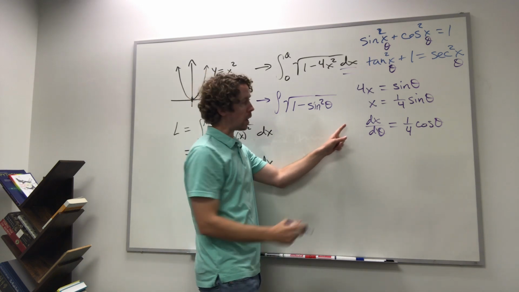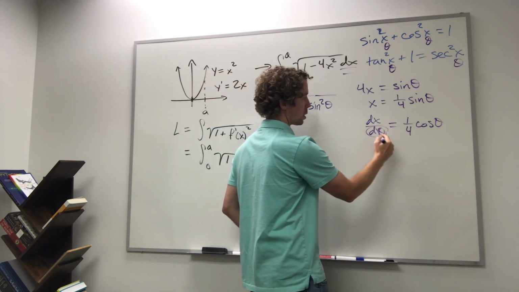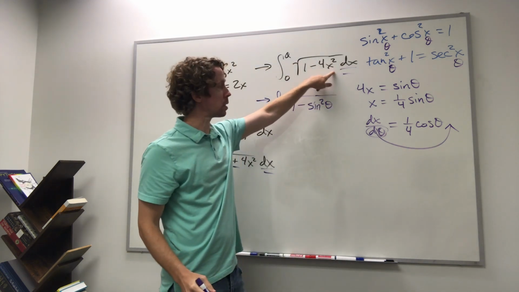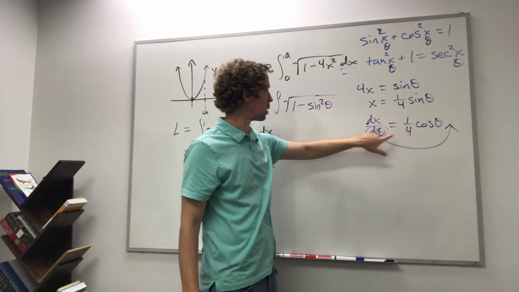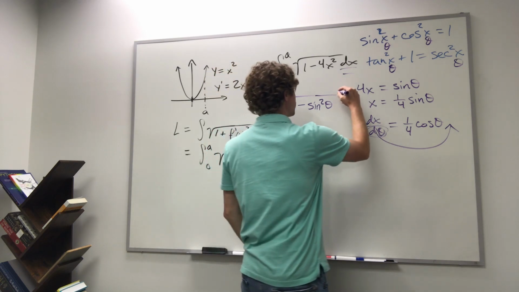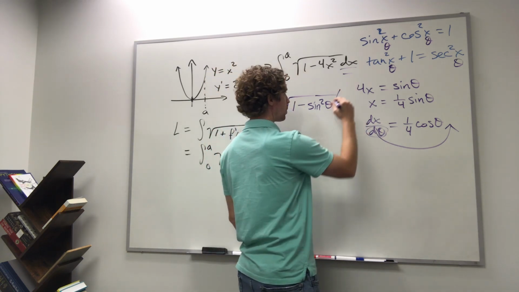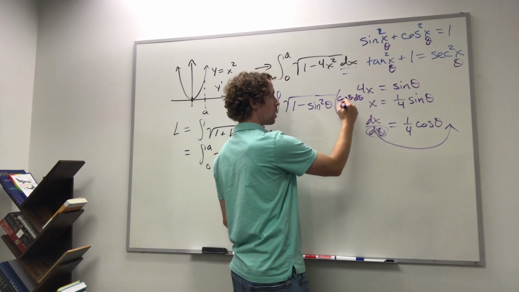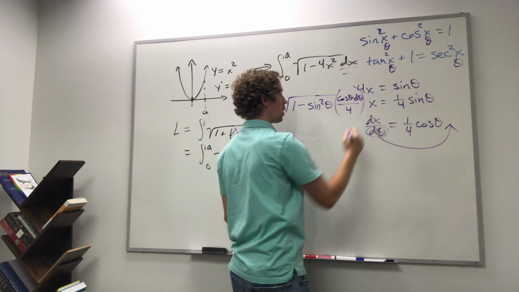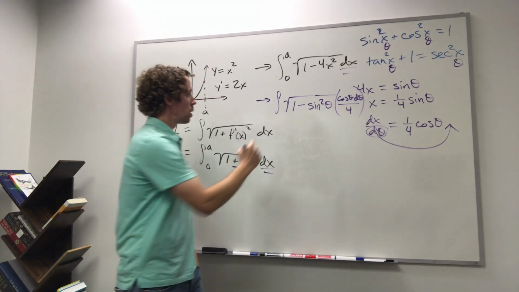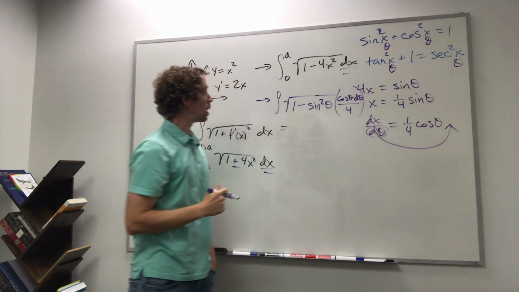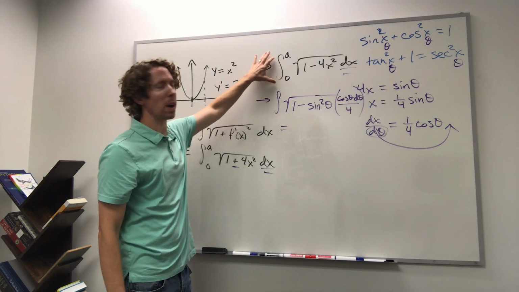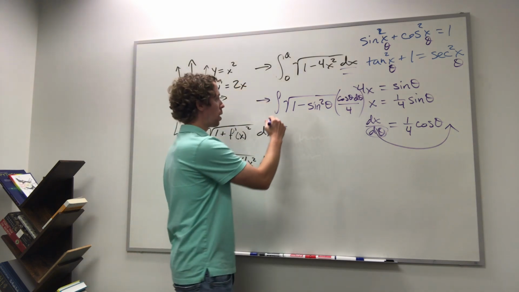And I'll solve for dx by multiplying both sides by d theta. So then I can replace dx with 1/4 cosine theta d theta. I'll write it like this: cosine theta d theta over 4. And I'll leave the bounds as x equals 0 and x equals a for now.